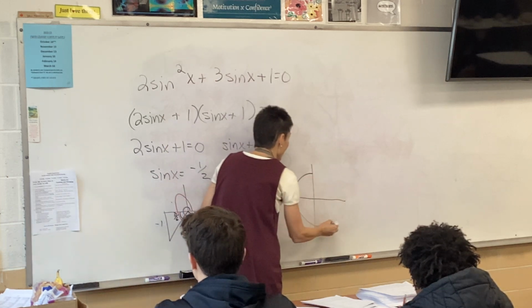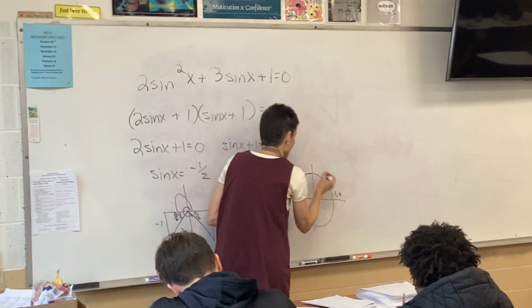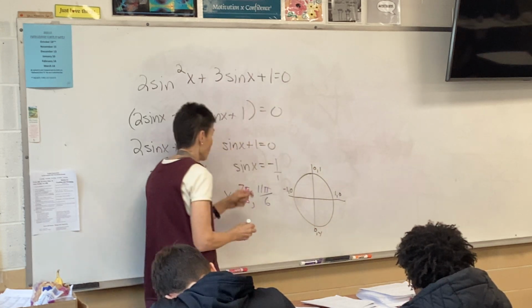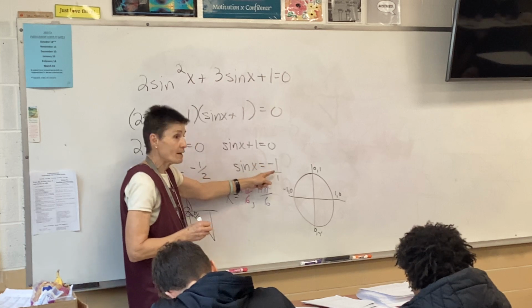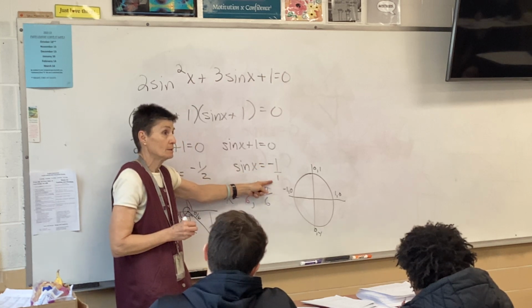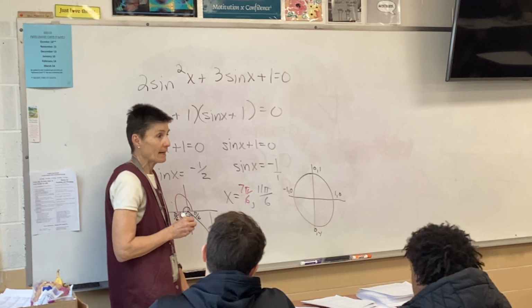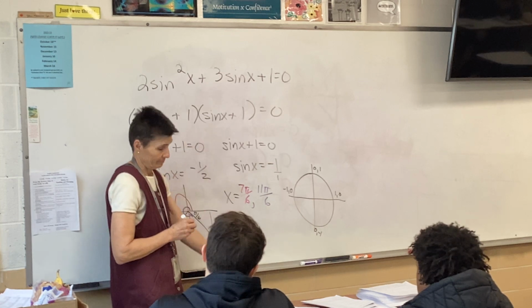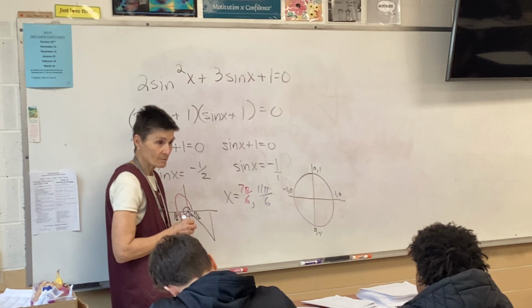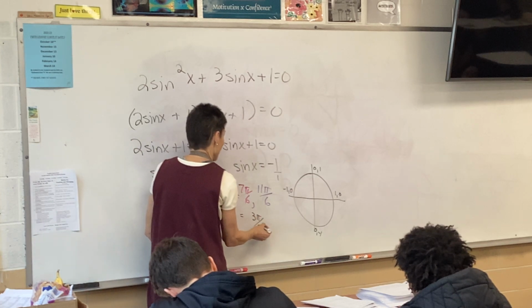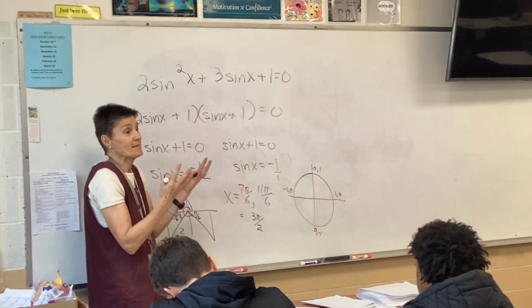And we're going to look around the circle until we find the point where y over r is negative 1 over 1. Where does that happen? At the bottom. So that angle is 3 pi over 2. So this problem has 3 answers.